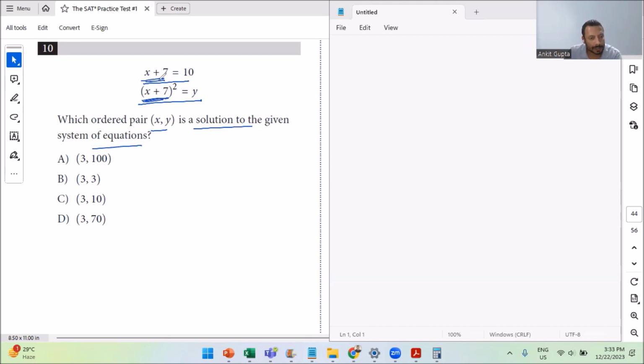So x plus 7, we know that is equal to 10. We can substitute that value here. So we will get 10 square is equal to y, or y is equal to 100. And from the first one we can directly use to get the value of x.